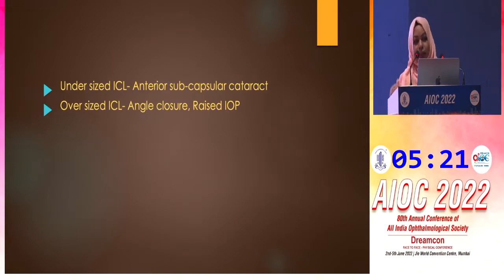What happens if it's undersized? It will touch the anterior capsule, leading to a cataract. And if it's oversized, what will happen? It will push on the iris, the angle will be closed, leading to a raised IOP. That's why the vaulting is of so much importance.